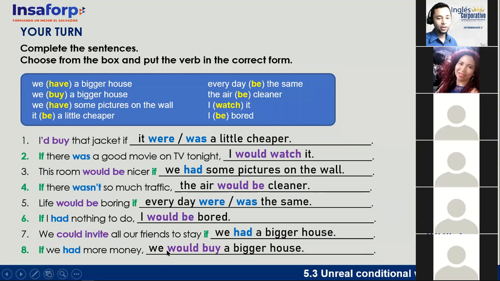Sí, la regla del modal es que siempre después de un modal auxiliary va un verbo en forma base. Siempre, siempre. Entonces, if we had more money, we would buy a bigger house. Si tuviéramos más dinero, compraríamos una casa más grande. Pero no tenemos, así que tenemos que quedarnos acá. Okay. Very good, everybody. Thank you.